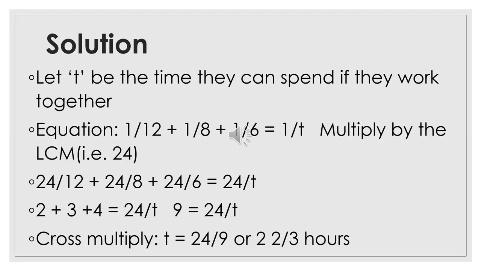to 24 over t. To solve for t, we will be doing cross multiplication, and we can get t is equal to 24 over 9, and converting this into mixed number form, we will get 2 and 2/3 hours, or 2.67 hours, or simply 2 hours and 40 minutes. Now this would be the time they can spend if they work together.